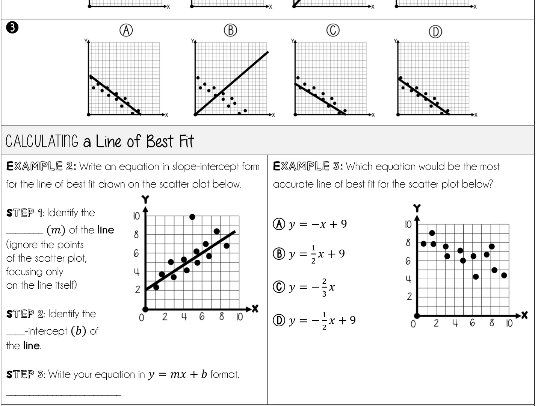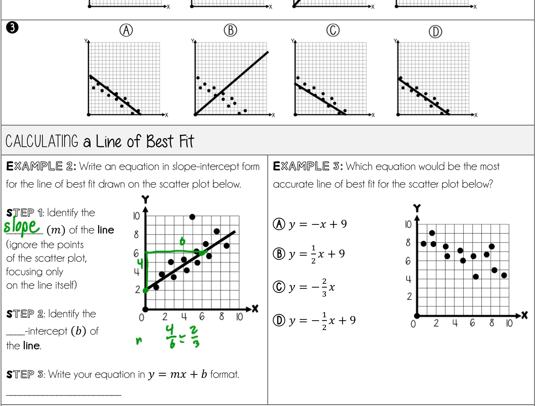In example 2, we're going to write an equation in slope-intercept form for the line of best fit drawn on the scatter plot below. Step 1 is to identify the slope of the line while ignoring the points of the scatter plot and focusing only on the line itself. Looking at the line of best fit, you can make a point here at (0, 2) and another point here at (6, 6). The slope of the line is then the rise over the run. From 2 to 6 we rise 4, and then from 0 to 6 we run 6. So the slope is 4/6, which simplifies to 2/3.